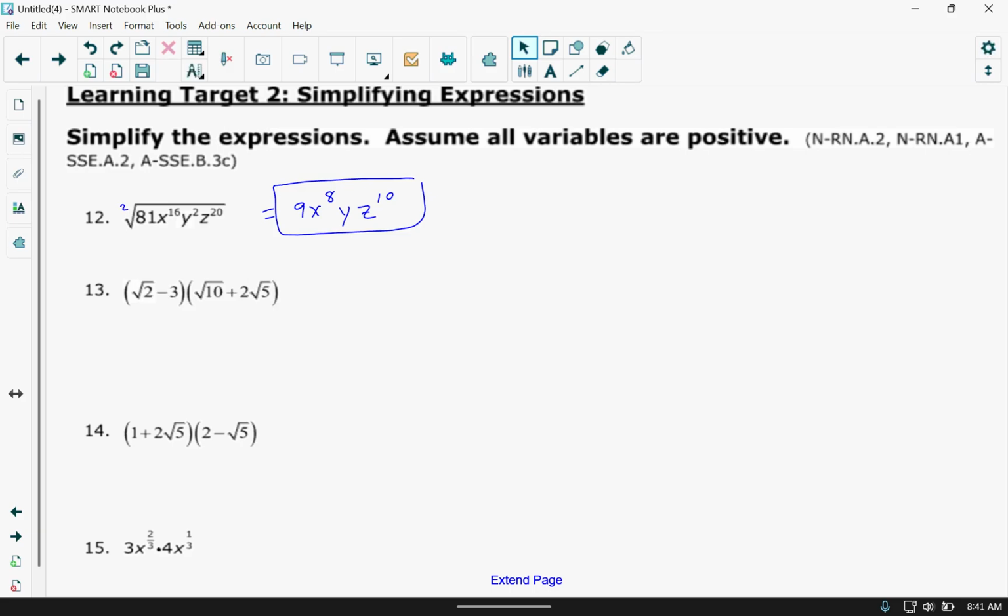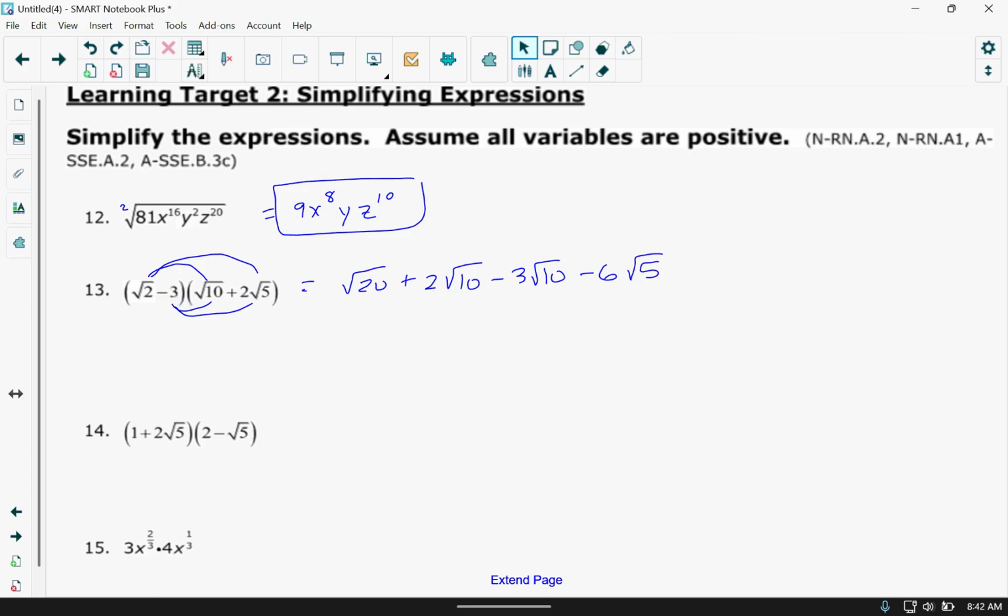Okay, number 13 wants us to multiply. So I'm going to multiply radical 2 times radical 10. That's going to give me radical 20. Then I'm going to multiply radical 2 times 2 radical 5, so that's going to give me positive 2 radical 10. Then I'm going to multiply negative 3 times radical 10, so negative 3 radical 10. And then negative 3 times 2 square root 5 would be negative 6 radical 5.